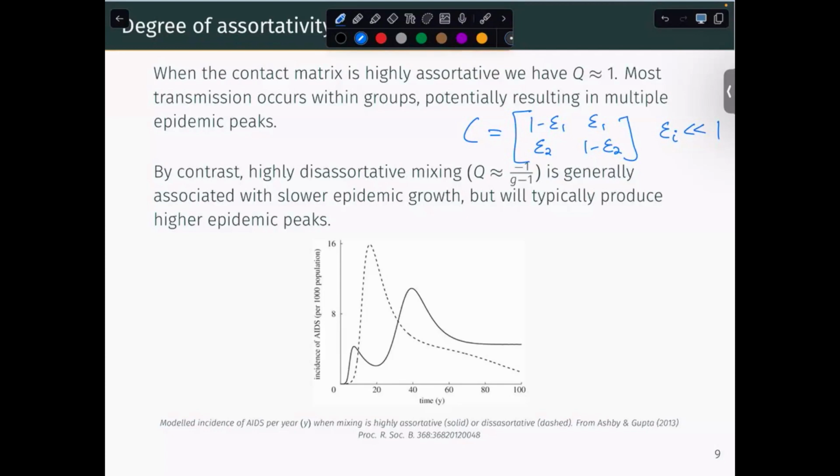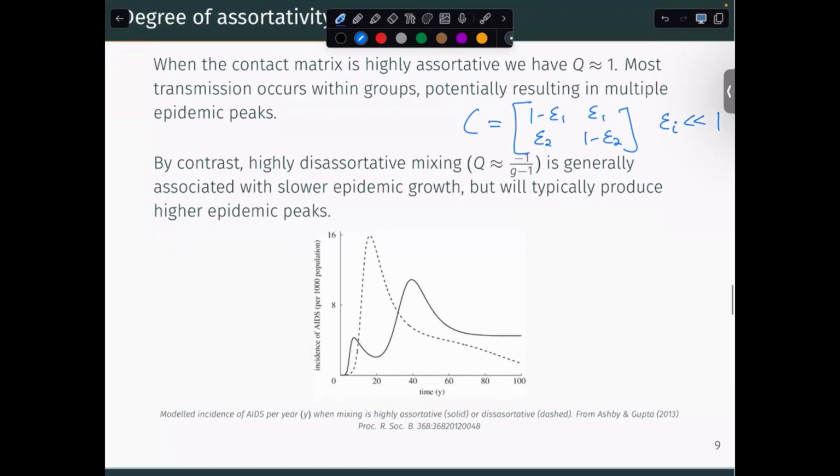You might be wondering, okay, to what extent does this actually matter? Well, this here is a model showing incidence of AIDS per 1,000 individuals in the population under these two assumptions of assortativity and dissociativity. So this dark one here is highly assortative, so Q is approximately equal to 1 here. And when we have these highly assortative matrices, we end up seeing these multiple peaks.